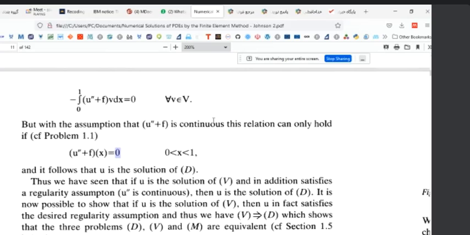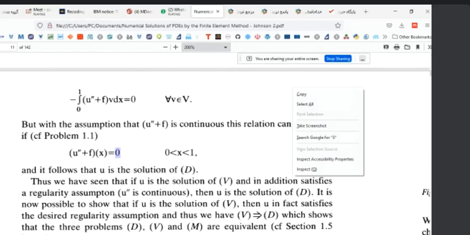At the first, we have assumed that u is a solution of V. So here we have shown that there is an equivalence, or sameness, between these three problems, M, V, and B, and it's up to us to choose the best problem to solve based on its simplicity.